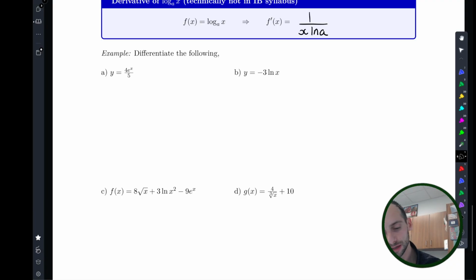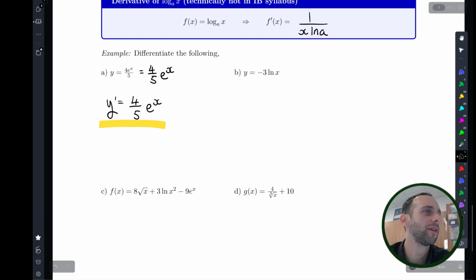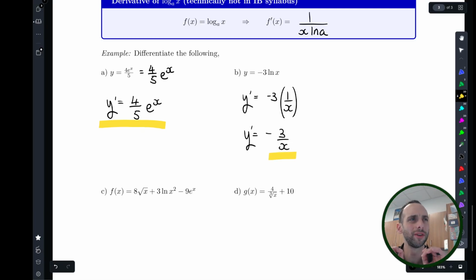So differentiate the following. 4 e to the x over 5. Well, we know that that can be written as 4 over 5 e to the x, and a constant multiple times a function. The derivative of that is just that constant multiple times the derivative of that function. And e to the x, our new favorite function, has its own derivative. So that derivative is just the same as the original function. Question B, we have negative 3 times the derivative of ln x, which we just wrote down as 1 over x. And we will clean this up to be negative 3 over x. So again, nice short derivatives, just using these results that are given to us in the formula booklet.